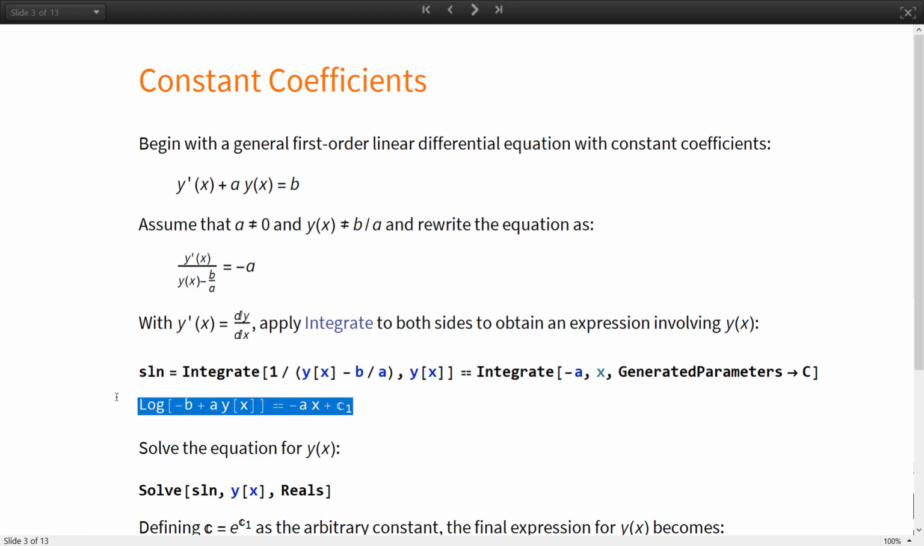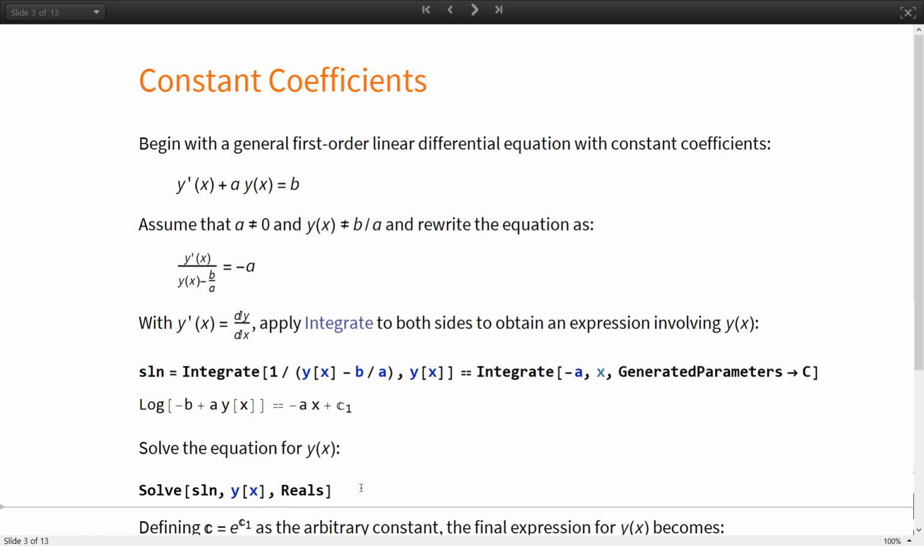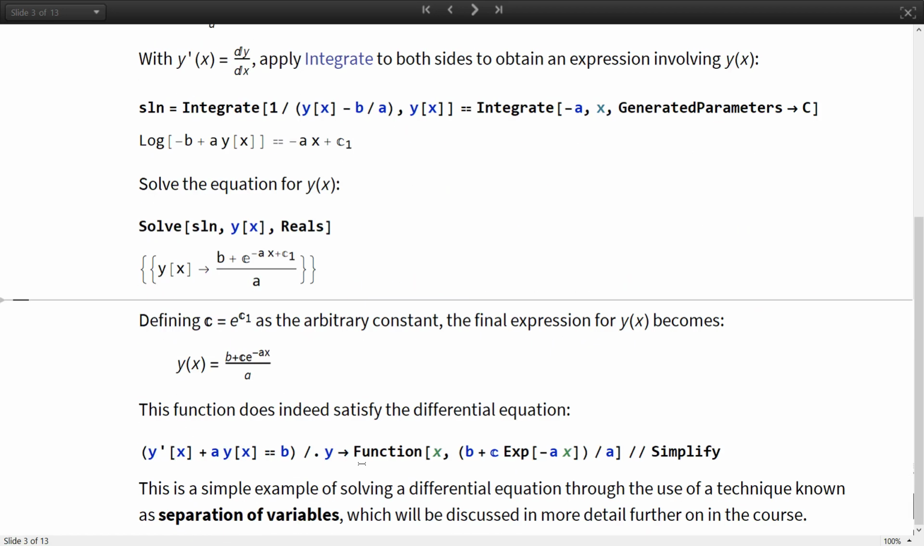Now that we have an expression involving y of x, solve that expression for y of x to obtain the general solution. We can clean the solution up a little bit by defining e to the c1 as just another arbitrary constant, c. With this definition, we have our general solution to the first-order differential equation with constant coefficients.